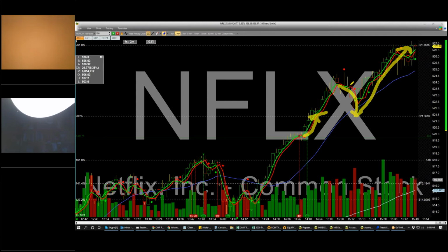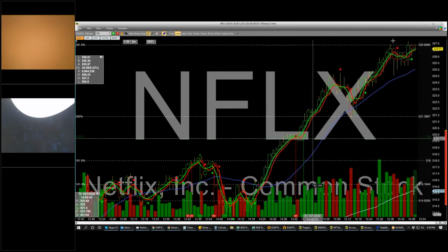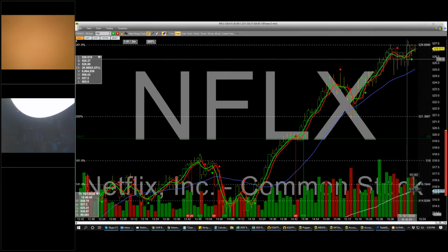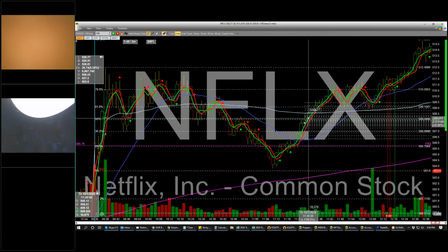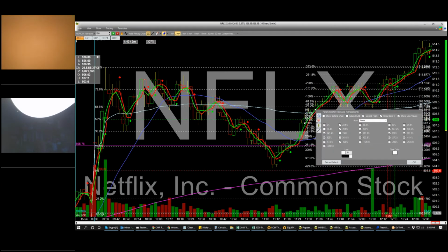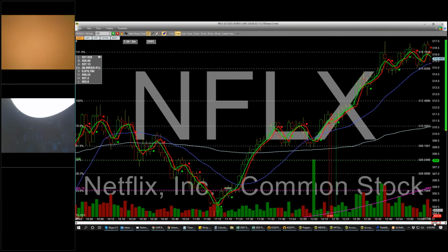So VWAP is used for breakouts also. Yes, Charles, breakouts, because there are instances where you break out from it. So here was a breakout of VWAP right here. This was a breakout, or it came down and tested it and then broke out. So yeah, you can use it for breakouts.